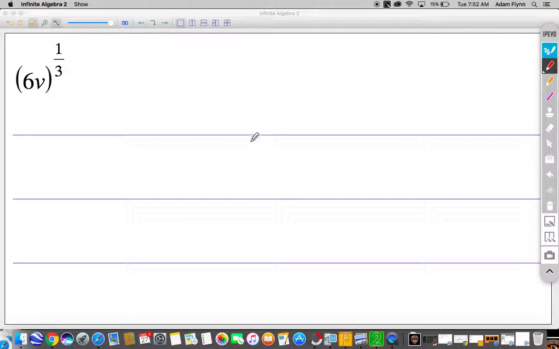Okay, now we're throwing a variable in there. So we've got our b up top, our a down bottom, and our base is going to be 6v, and it's all in parentheses. So we've got the cube root of 6v all to the first power. And I don't have to write parentheses or actually put that 1, the power of 1, because I know 6v to the power of 1 is just 6v.